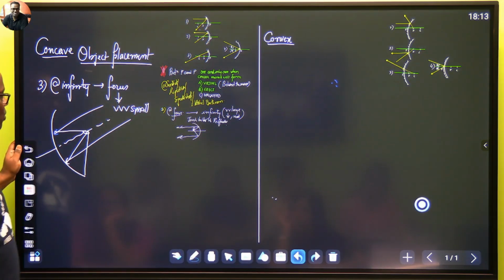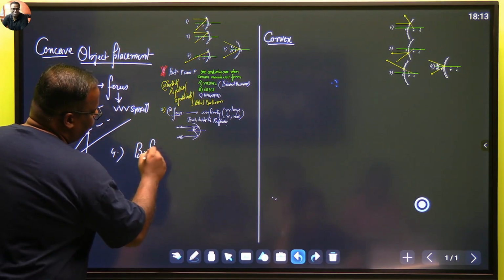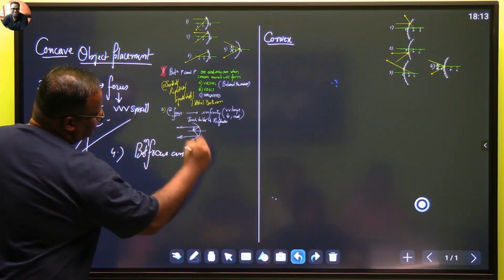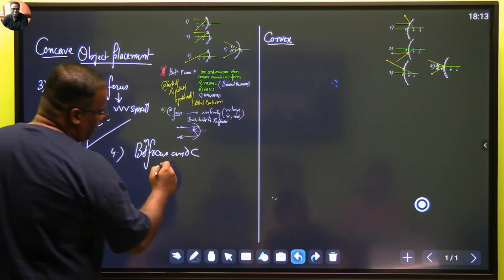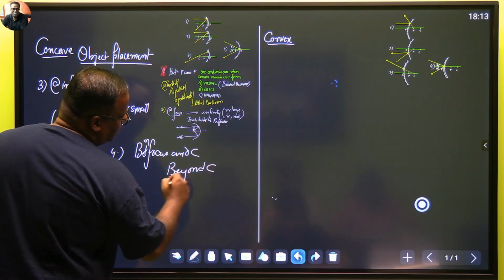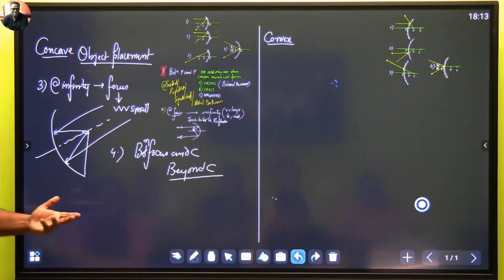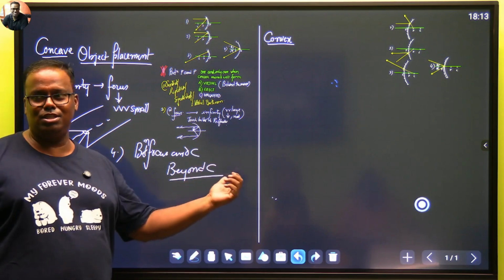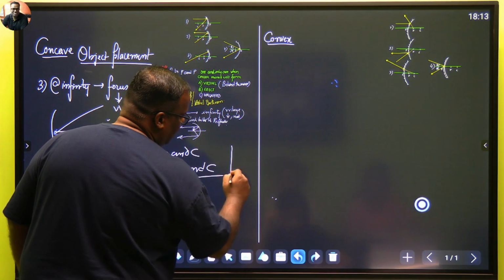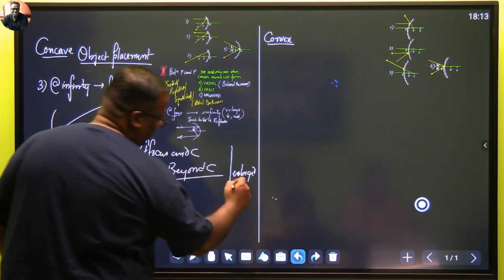Infinity at focus. Next, number 4. Number 4 is between focus and center of curvature. So the image will always be formed beyond the center of curvature. This is like that pop singer Beyonce, you know, the singer. Between F and C, Beyonce. So what happens with Beyonce? This will be again inverted but enlarged. Inverted but enlarged and obviously real.